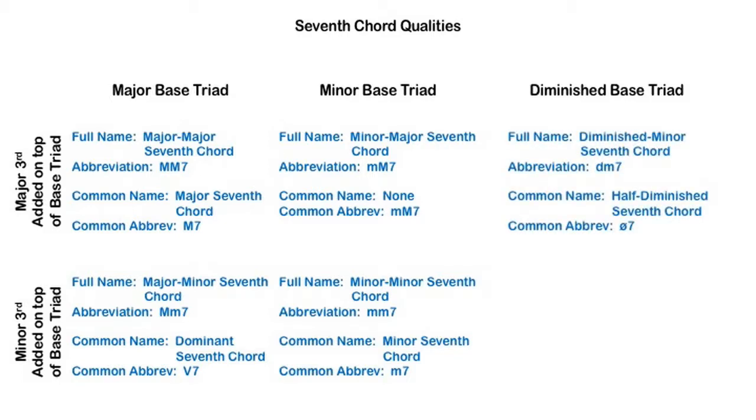If we were to start with a diminished triad and put a major third above it, we'll find that the quality of 7th, formed between the root and the 7th, is a minor 7th. So in this case, we're dealing with a diminished minor 7th chord. The common name for this is a half-diminished 7th chord. And the common abbreviation is a degree sign with a slash through it next to the number 7. And it sounds like this.